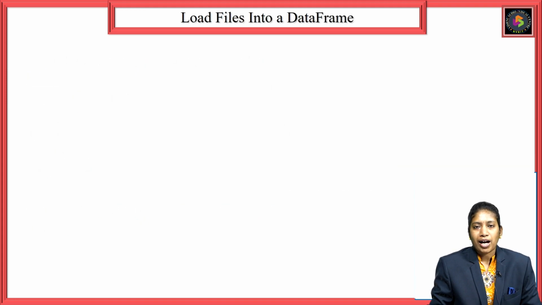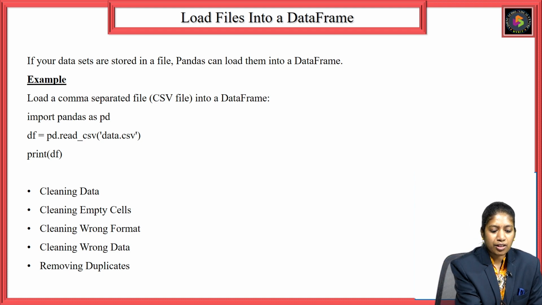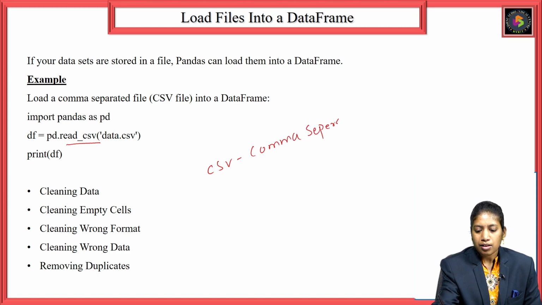So how to load a file into a data frame? If we want our data loaded into the Pandas library, how do we load our data file into Pandas? Here we have a predefined method, read underscore CSV. CSV stands for comma separated values.